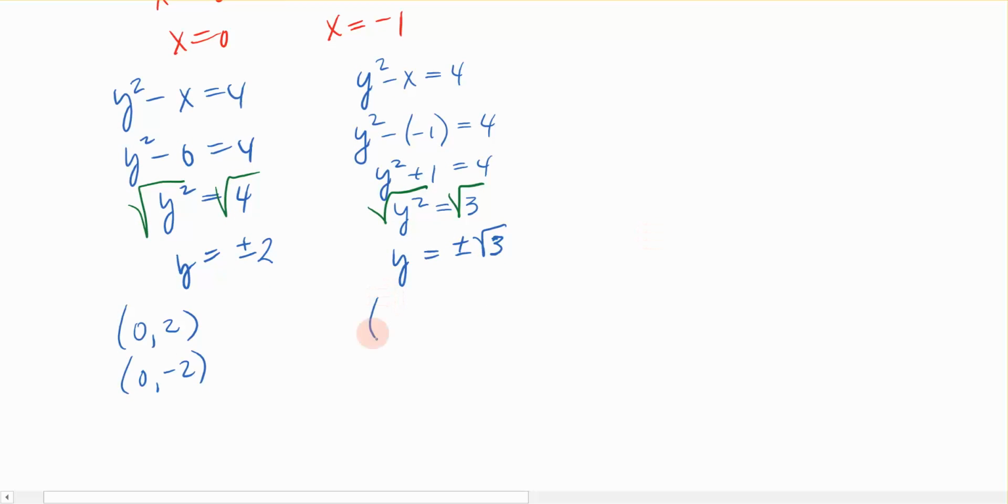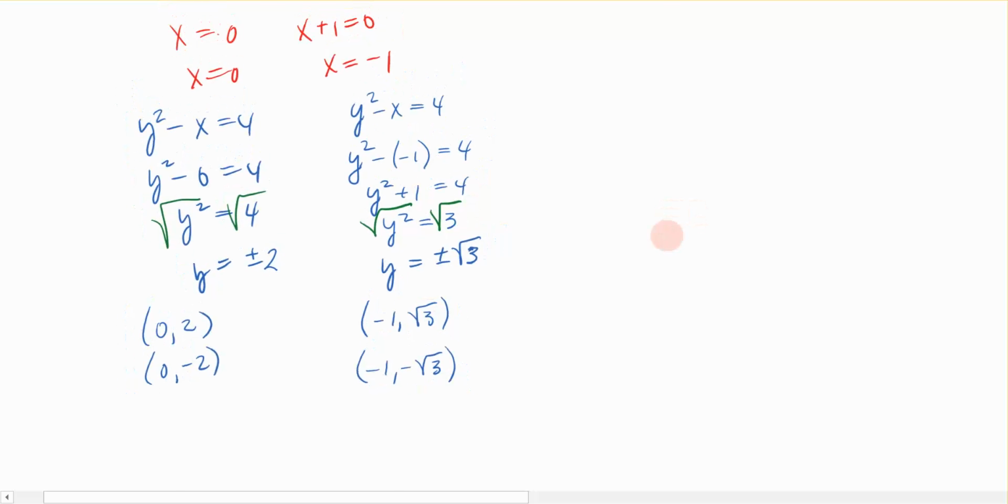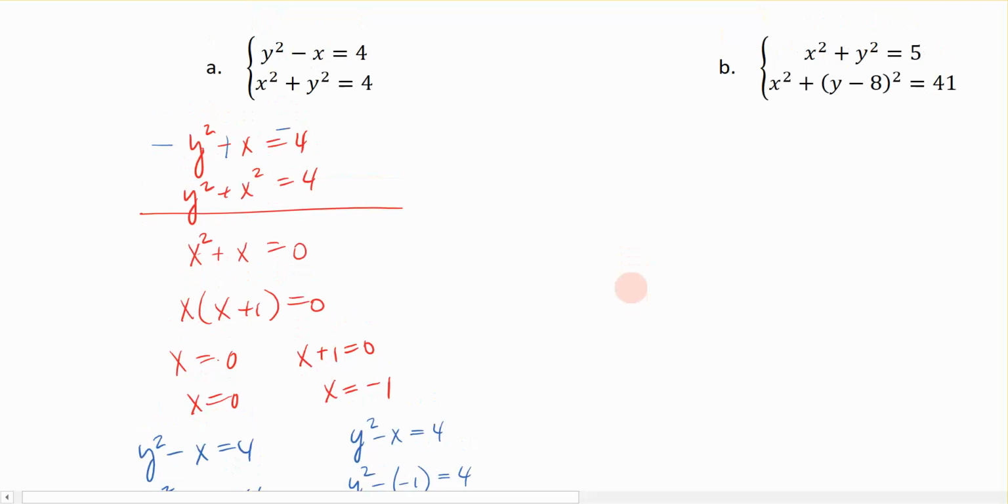So when x is equal to a -1, y is a positive square root of 3. And when x is equal to a -1, y is equal to a negative square root of 3. And those four solutions are the answers to this system of equations.